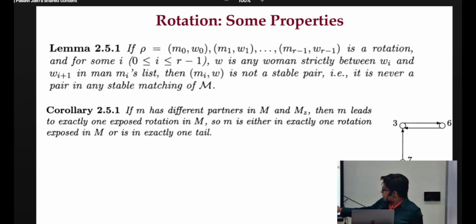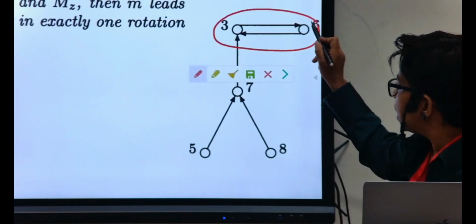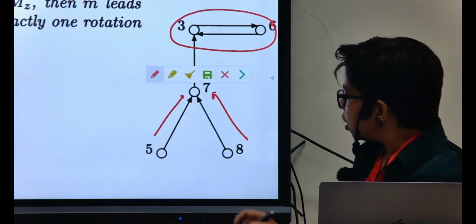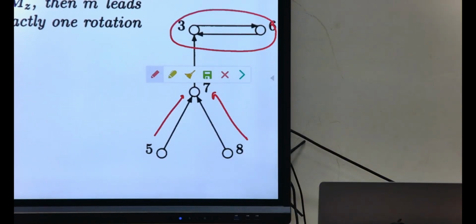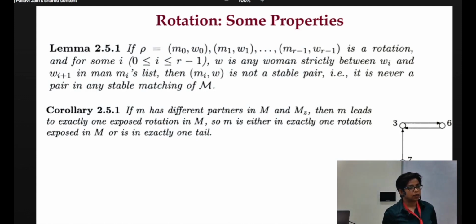So these people, man 8, man 7, man 5, they are basically leading to this rotation. This is the cycle here. I hope you can see. This is the rotation and these are the people who are leading to this. Now it turns out at any given time you can lead to at most one rotation. So it's not just that you can belong to at most one rotation, but you can also lead to at most one rotation. Okay?